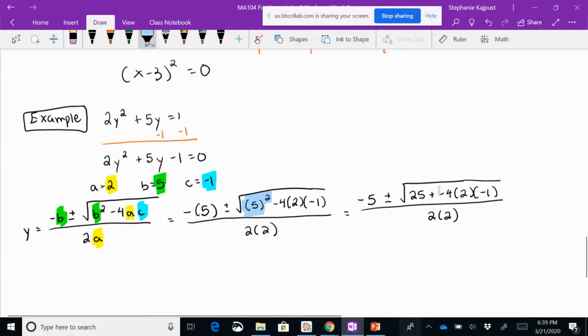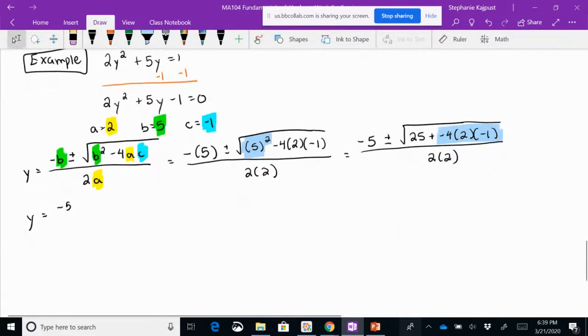Next is the multiplication. So we're going to do the negative 4 times 2 times negative 1. So y equals negative 5 plus or minus square root. I have 25. And then negative 4 times 2 times negative 1 is a positive 8. So it's going to be plus 8 all over 2 times 2.